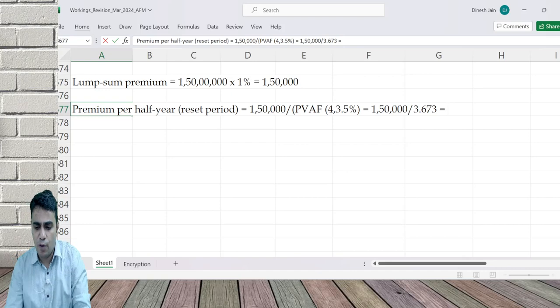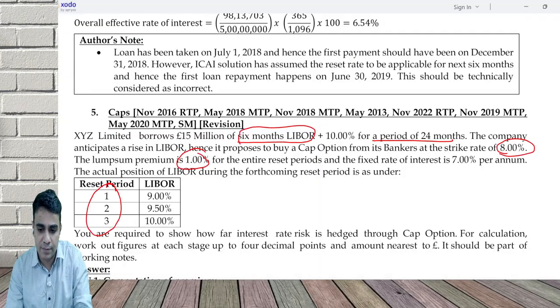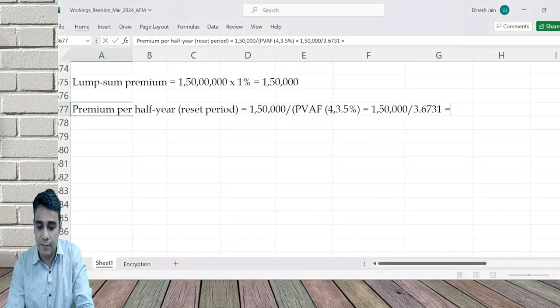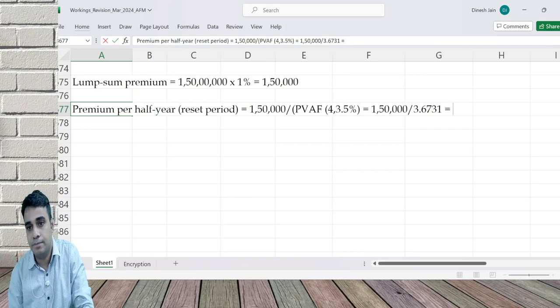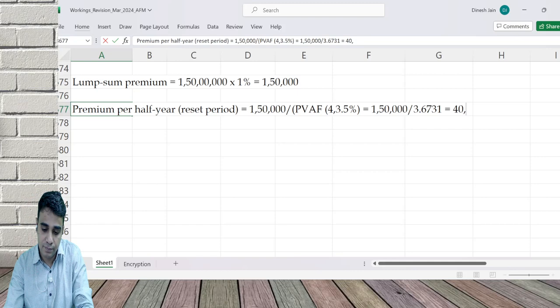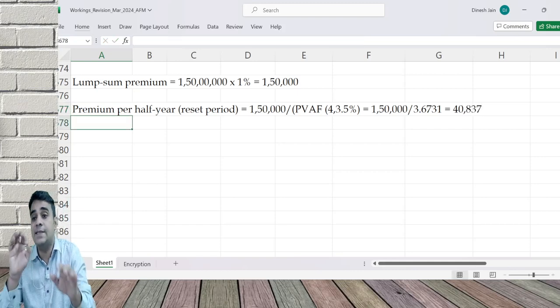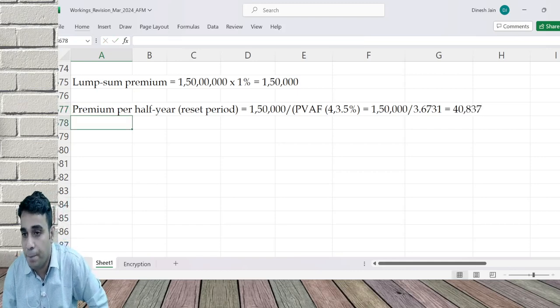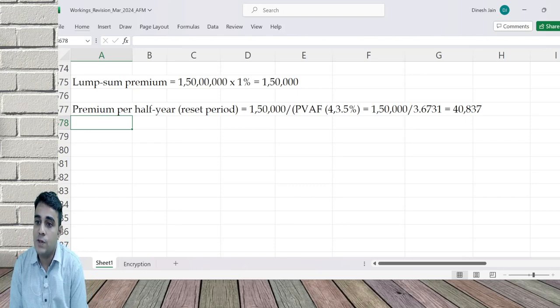1,50,000 divided. Give me a 4 decimal. I think somewhere question talks about 4 decimal. 3.6731 and get the premium. 40,837. So every reset period, we need to pay a premium of 40,837.